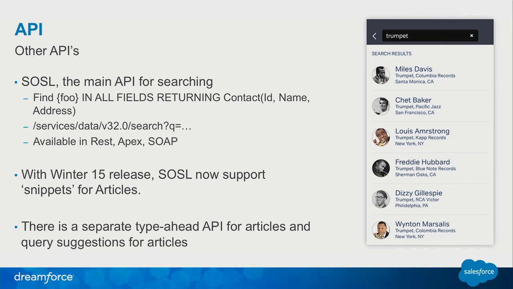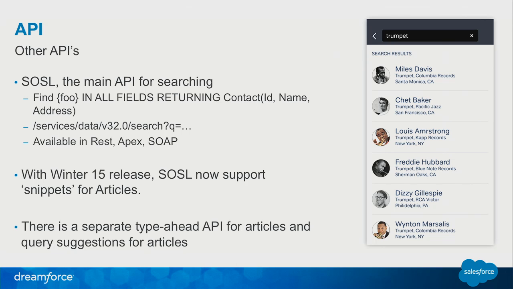I want to mention that there is something that we have not shown and used in the demo because it's not available for contact yet. With the Winter 15 release, we have introduced support for snippets, and it's available for articles. So what is a snippet? A snippet is a small extract of the text of the document where the query matches. It's very useful because it can provide your user with some context as to why we returned this result for this query. So it's easier for the user to assess if the results are relevant.